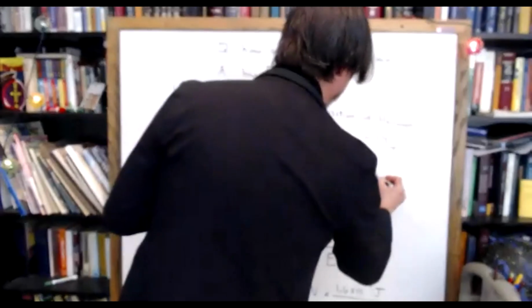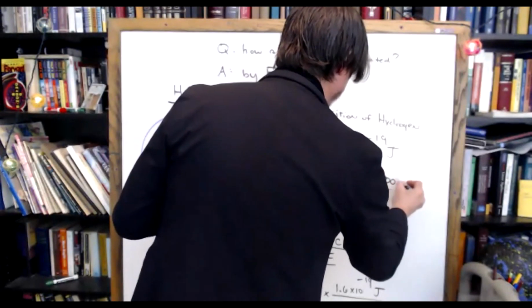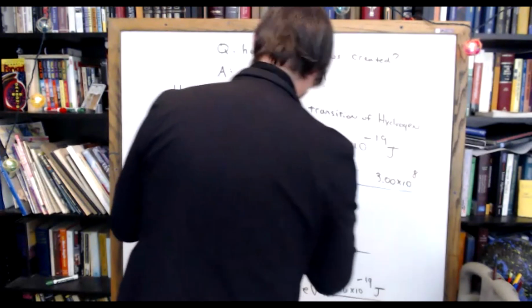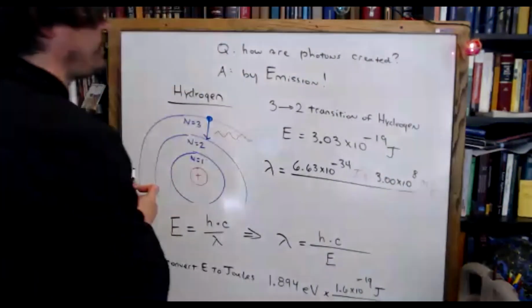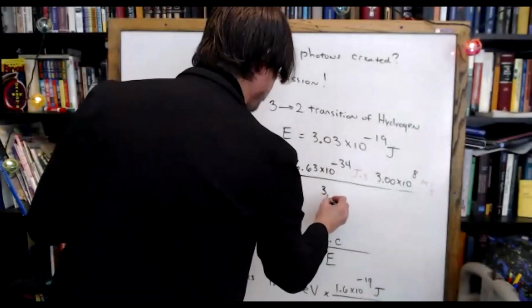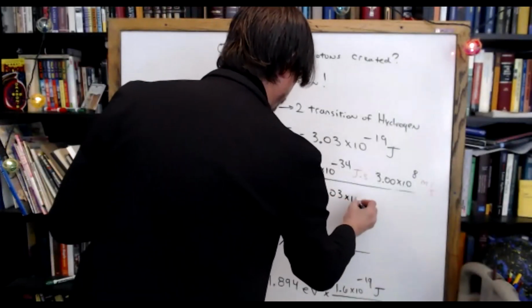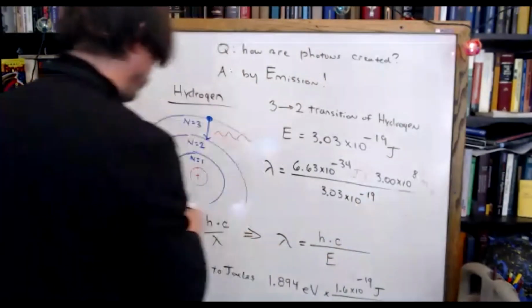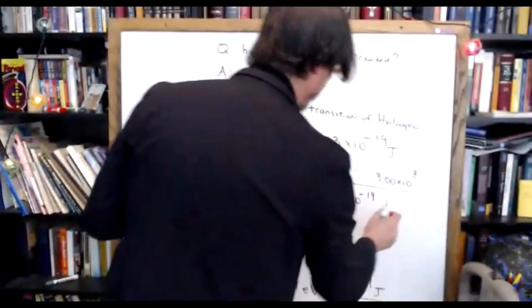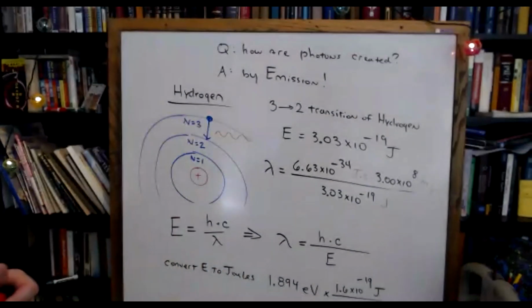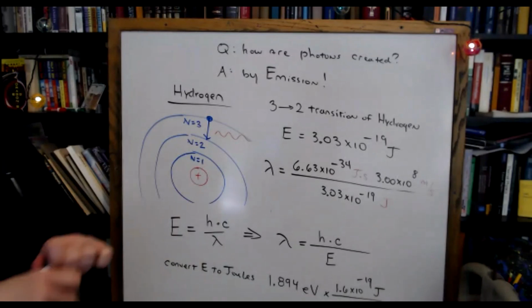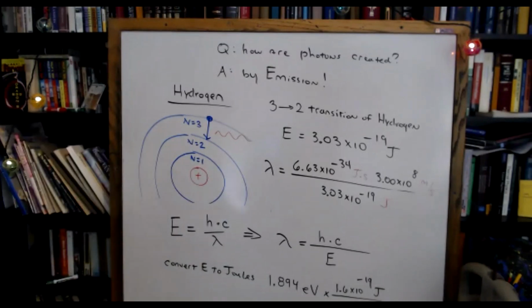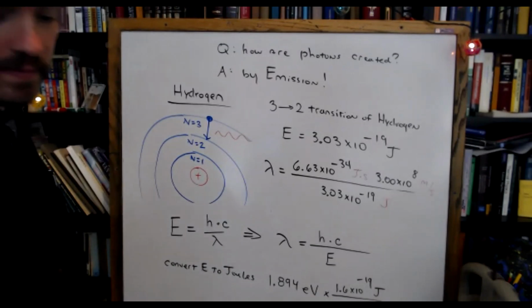That's going to be multiplied by the speed of light, 3.00 times 10 to the 8 meters per second. And we'll divide it by the energy of the photon, 3.03 times 10 to the minus 19 joules. Why don't you guys punch that in for me? Do it quickly because we have a lot to cover before the end of class today.